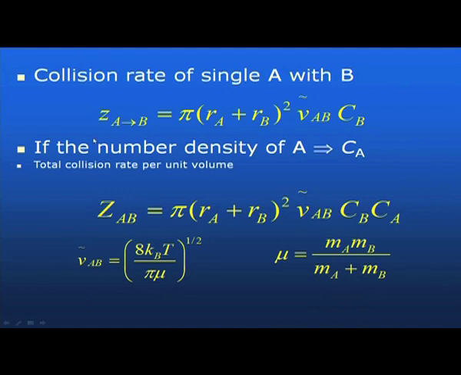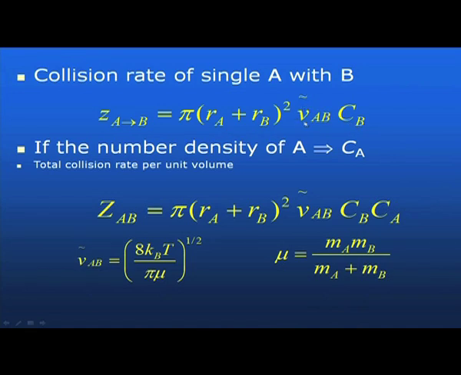So let us call this ZA to B, which is nothing but equal to pi DAB whole square, into VAB average. Why VAB average? I am coming to that. And say this is your concentration of B, because we have got only one molecule of A and rest are B. So how many collisions this single molecule of A will make will depend on the number density of B. If number density of B increases, so this left hand side will increase. So there is a direct proportionality between ZA to B and CB, okay?